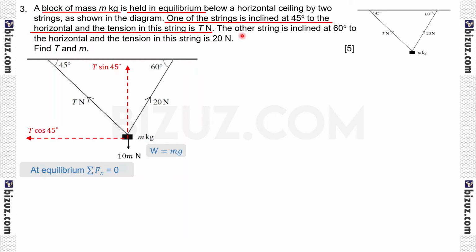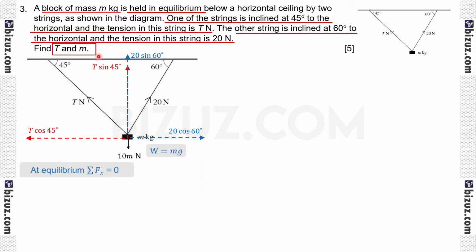Now there is the other string which is inclined at 60 degrees to the horizontal, and the tension in this string is 20 newtons. Similarly, this tension force can be broken down into its vertical and horizontal components. Its horizontal component acts towards the positive x-axis direction and is equal to 20 cos 60 degrees, whereas its vertical component acts towards the positive y-axis direction and is equal to 20 sin 60 degrees. So now we have broken down all these forces, T newton and 20 newton, into vertical and horizontal components. We are asked to find T and M.